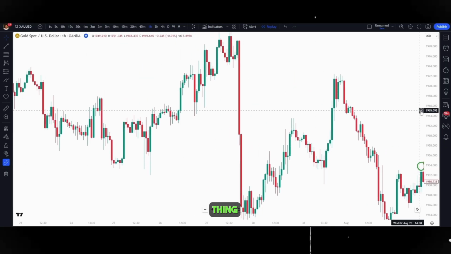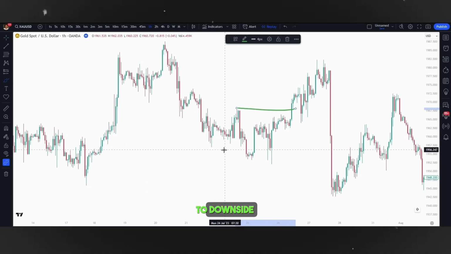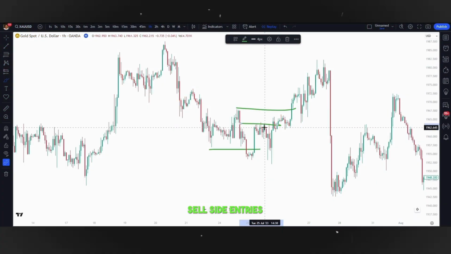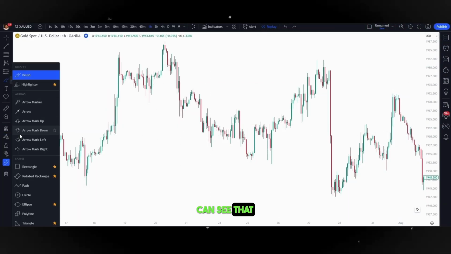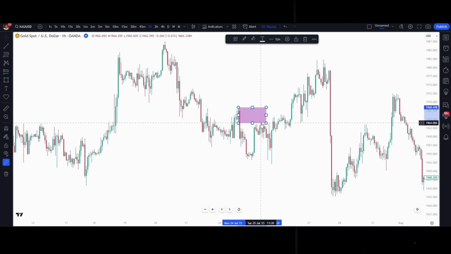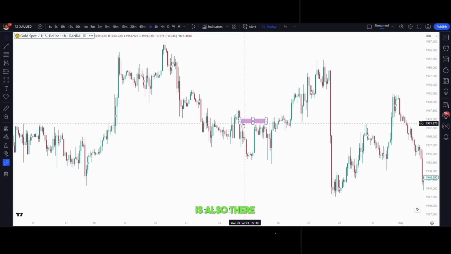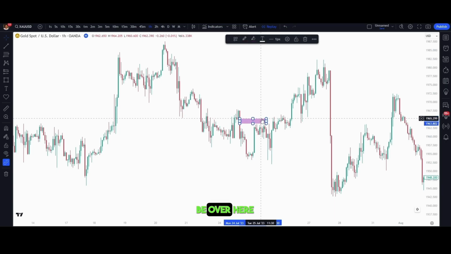Same thing. Here also we can see that price is going to downside. We will look for sell side entries over here. Here also we can see that price is making lower highs and lower lows. This is our order block. Price came here. You can look for entries at this order block. Imbalance is also there. You can look for a lower time frame order block and you can enter over here. Stop loss will be over here.